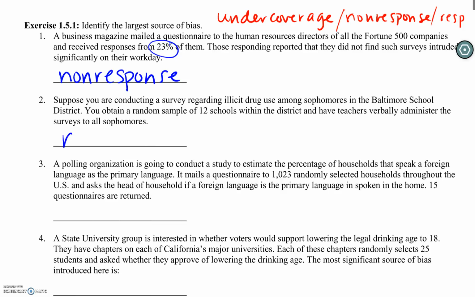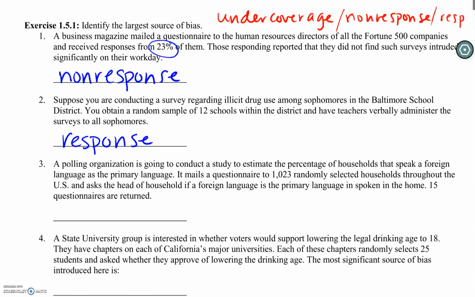I did have an example for the next one. Verbally administering surveys about drug use, you're probably going to get some students not responding. So anything that is sensitive at all, you should be asking in an anonymous format where people can answer online or in a survey that you're putting into a box or something where you can't figure out who it belongs to.